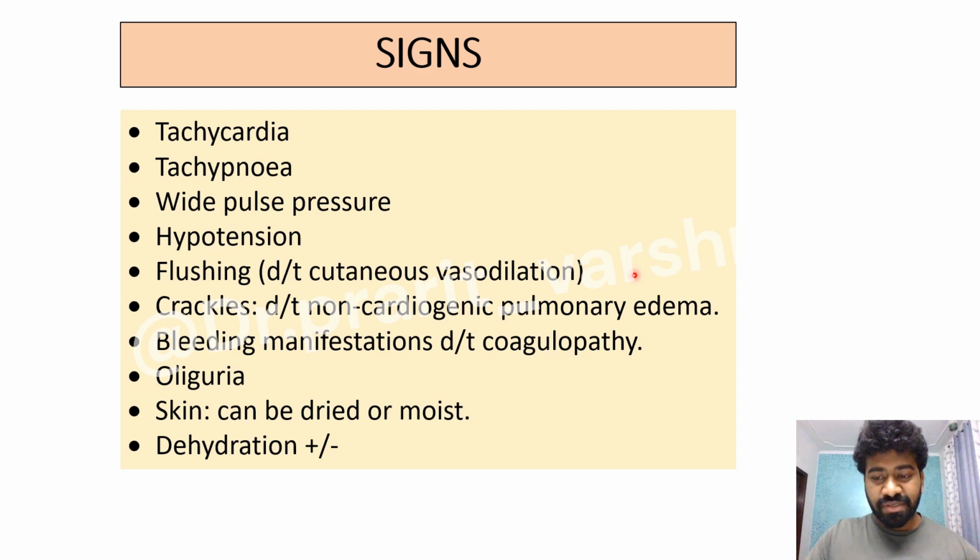On respiratory system examination, when you put the stethoscope on the chest, there will be crackles due to non-cardiogenic pulmonary edema. Bleeding manifestations might be there. There might be blood in vomitus due to coagulopathy. Oliguria, when you insert Foley's, there might not be any urine in there because of the oliguria. Skin can be dry or moist. Dehydration can be there, cannot be there. It is not a prerequisite for a heat stroke.